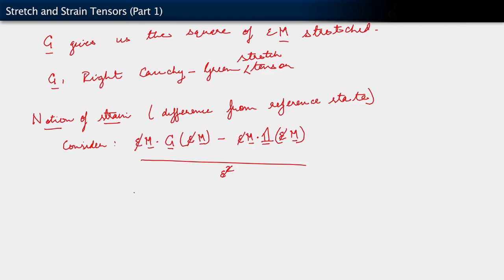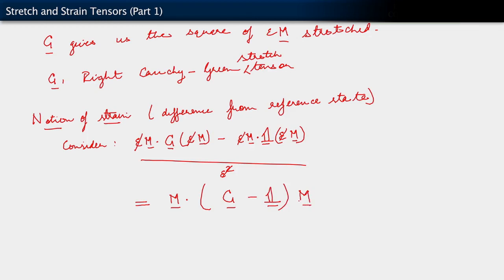Okay? And so what we're left with is the following object. We're left with m dotted with the right Cauchy-Green tensor minus that acting on m. Okay?